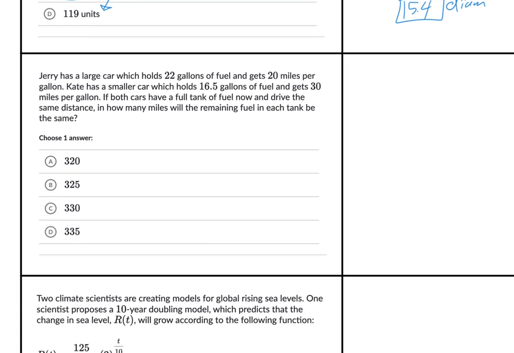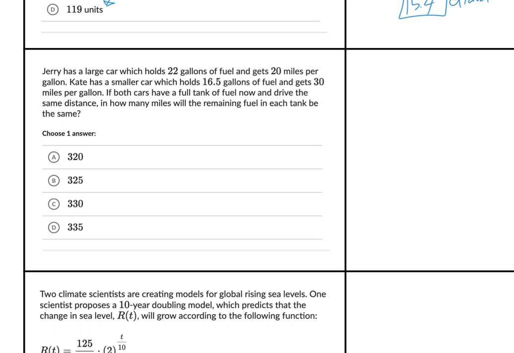Jerry has a large car which holds 22 gallons of fuel and gets 20 miles per gallon. Kate has a smaller car which holds 16.5 gallons of fuel and gets 30 miles per gallon. If both cars have a full tank of fuel now and drive the same distance, in how many miles will the remaining fuel in each tank be the same?